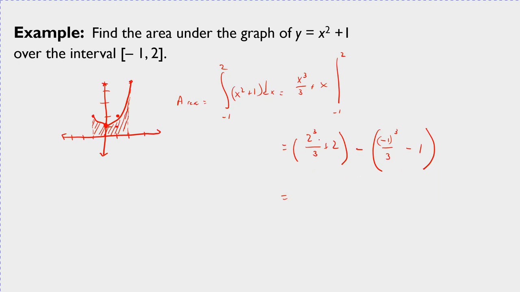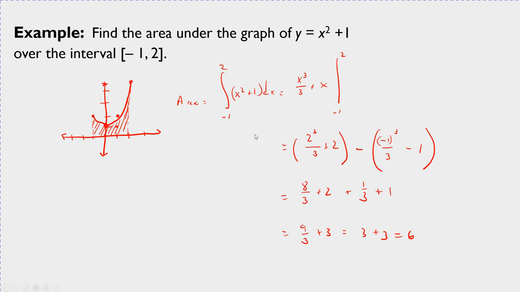So 2 cubed is 8, so I get 8/3 plus 2. -1 cubed is -1, but then minus, so plus 1/3. Minus becomes plus 1. Well, look, 8/3 plus 1/3 gets 9/3. 2 plus 1 gets me 3. This is just 3 plus 3. So this area here is equal to 6. So that's how you do this.